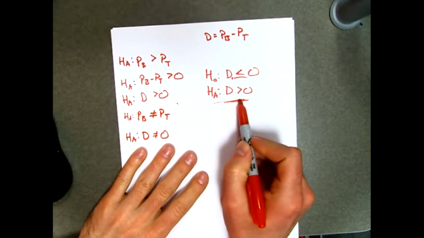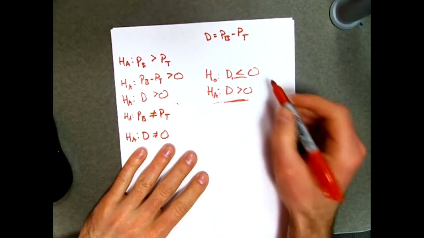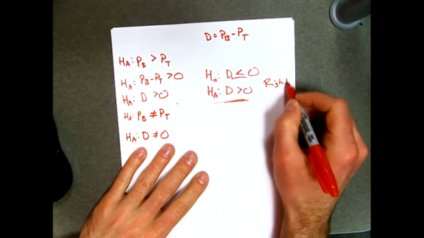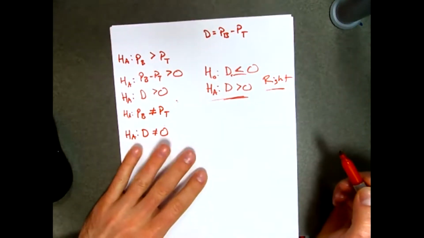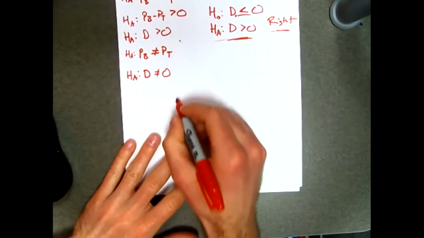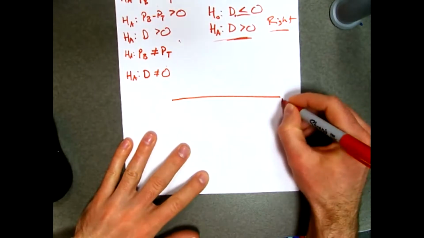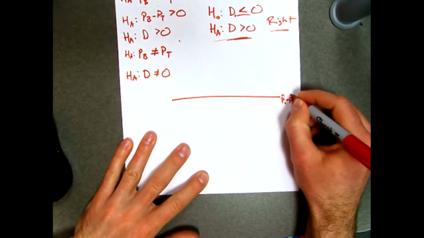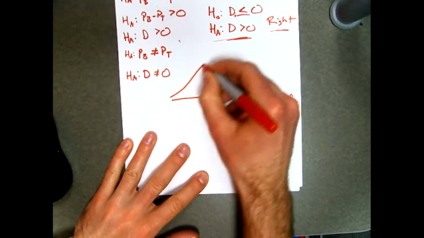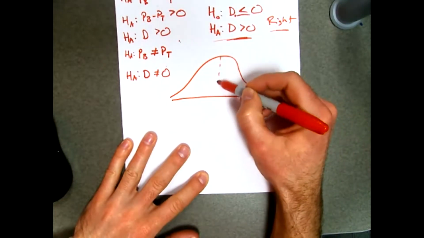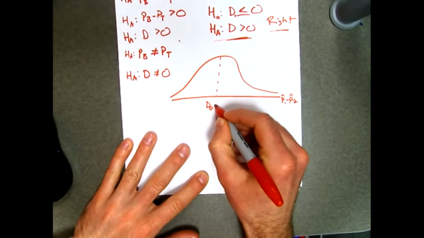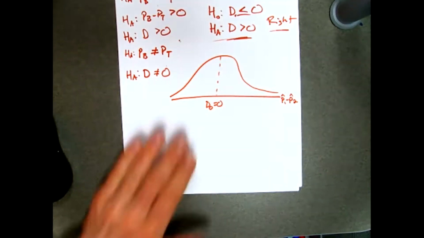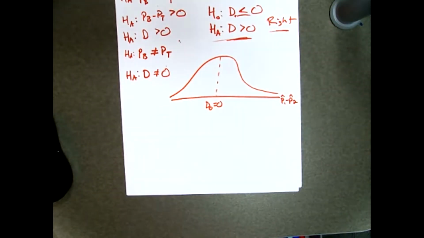So what type of tailed test do we have? Got a greater than sign in my alternative hypothesis. So I've got a right tailed test. Okay. So what I'm trying to do is I've got this distribution for the difference in my sample proportions. And it's going to be centered around the true difference, but I don't know what that is. I just have an assumed true difference of 0.